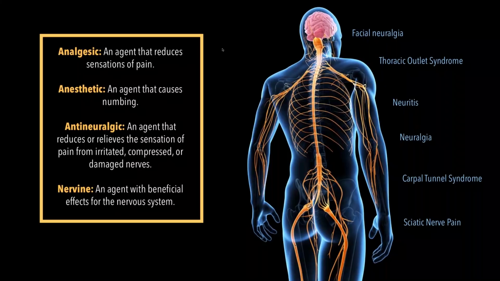Nervines strengthen and tone nerves. They help nerves recover from situations that have irritated them. Antineuralgic and nervine effects are important to our work because essential oils with these effects are useful for conditions like neuralgia, thoracic outlet syndrome, carpal tunnel syndrome, sciatic pain, or any condition where a nerve in the area has become irritated or painful.